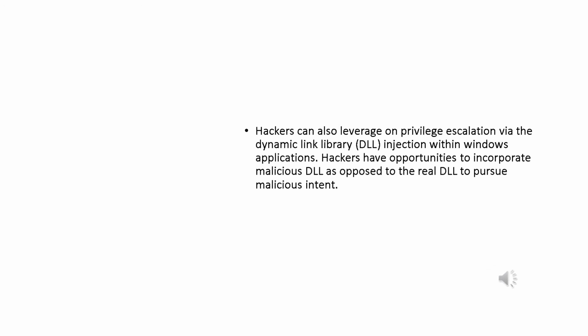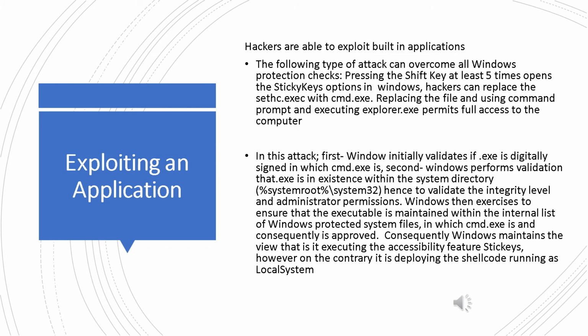Hackers can also leverage privilege escalation via dynamic link library injection within Windows applications. Hackers have opportunities to incorporate a malicious DLL as opposed to the real DLL to pursue malicious intent. Hackers are able to exploit built-in applications. The following type of attack can overcome all Windows protection checks. Pressing the Shift key at least 5 times opens the sticky keys options in Windows. Hackers can replace sethc.exe with cmd.exe. Replacing the file and using the command prompt and executing Explorer permits full access to the computer.